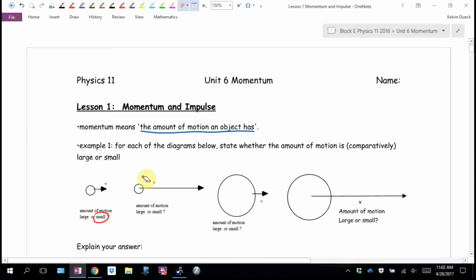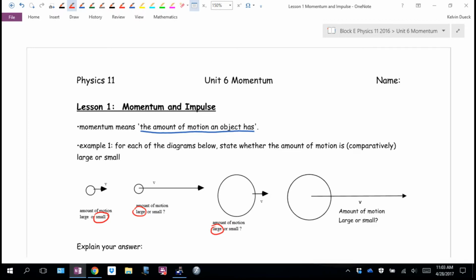What if we had a tiny mass moving really fast? Bullet. Small momentum or large momentum? What if we had a big mass not moving very fast, like a bowling ball or like that big weight that I had there? Well, you still really probably wouldn't want to get hit by it, so I'm going to say comparatively pretty large.